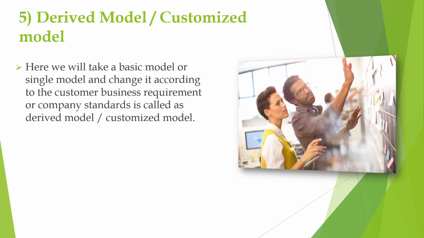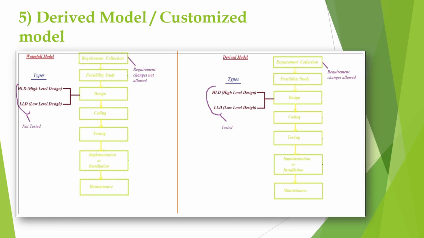Now let us see an example of how the derived model or customized model works. You can see that we have taken an example of the waterfall model here. In our regular waterfall model, it will be requirement collection, feasibility review, design, coding, testing, implementation and maintenance. After the feasibility review, requirement changes will not be allowed in the regular waterfall model. If you want to accept requirement changes even after the feasibility review, then we can do that and it will be called the derived model.